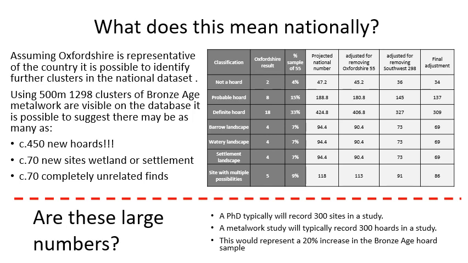So that DBSCAN clustering algorithm, you can do very quickly. So I did it for all of the 10,000 Bronze Age metalwork finds that are recorded on the PAS database. By taking the proportions of how I've defined those clusters in Oxfordshire and extrapolating it to the 1,298 clusters that the algorithm identified, we can estimate the number of different sites that we could have in the PAS database. And this would suggest we've got around about 450 new hoards, potentially 70 new wetland sites or settlement sites, and then probably 70 clusters which aren't really clusters at all.